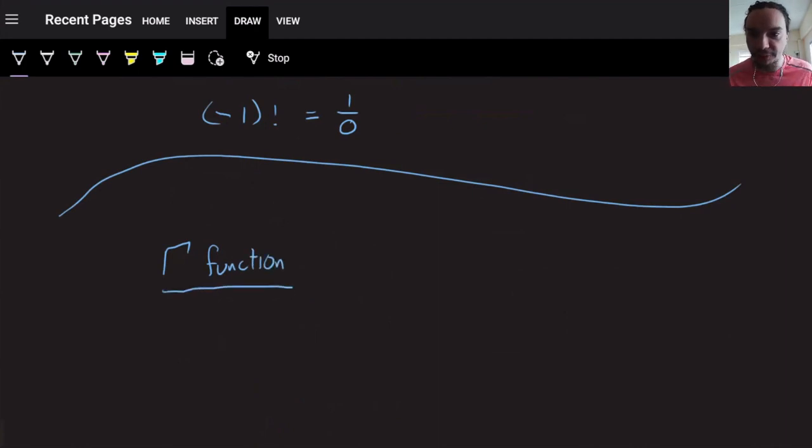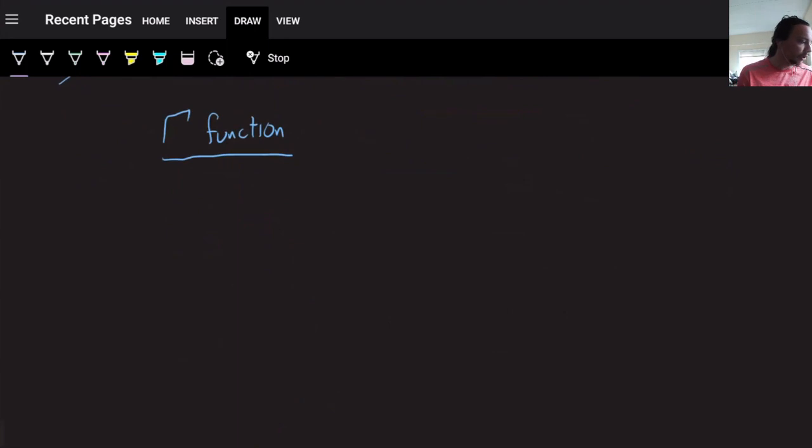And I'm going to write down the gamma function for you, and then we'll talk about why this is related to the factorial and why it extends it. So the gamma function is going to be defined in terms of an integral. So s is our variable here. Okay, so we're going to plug in a number for s.